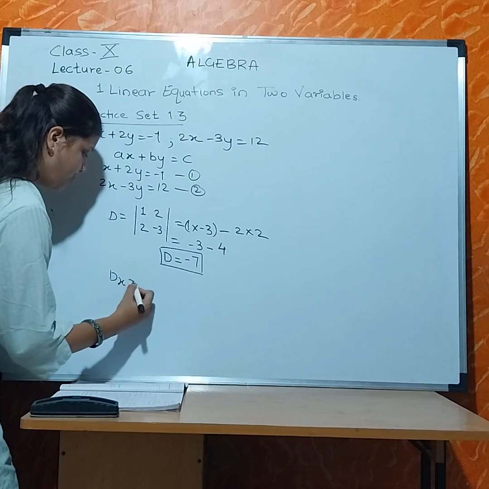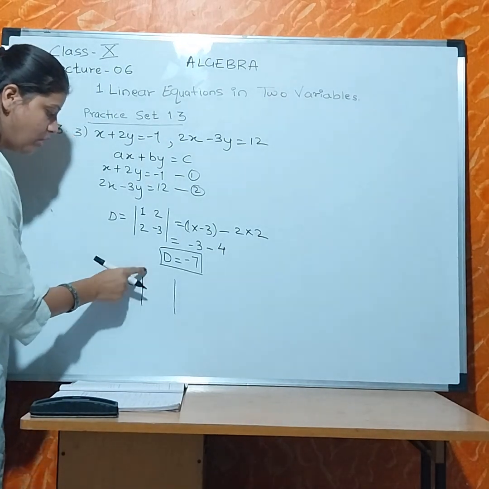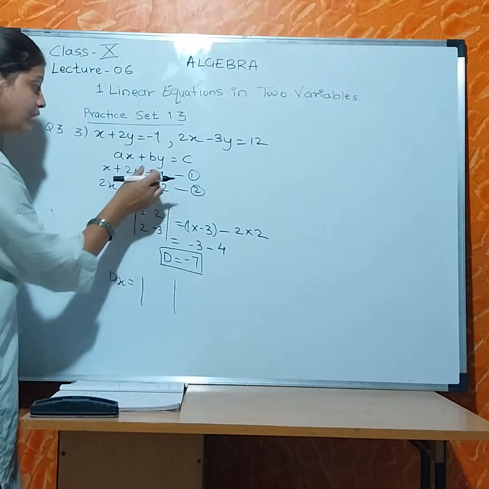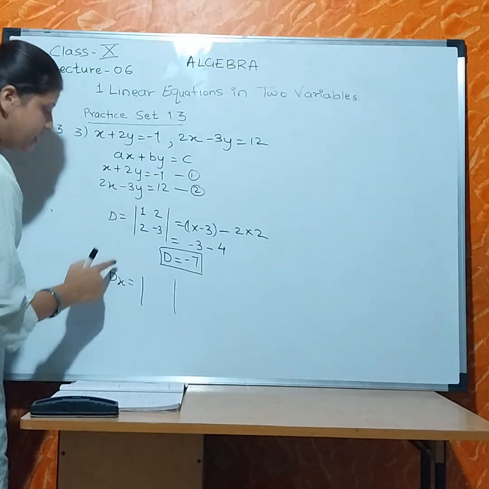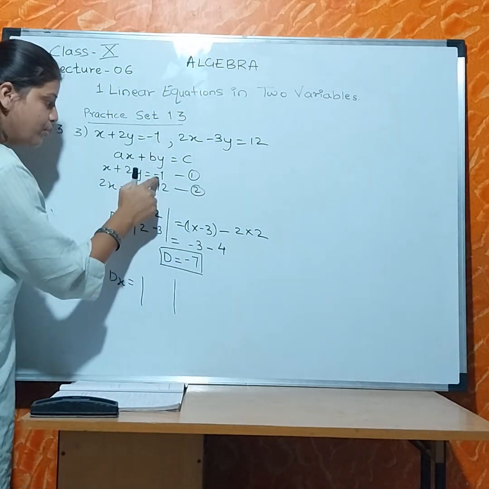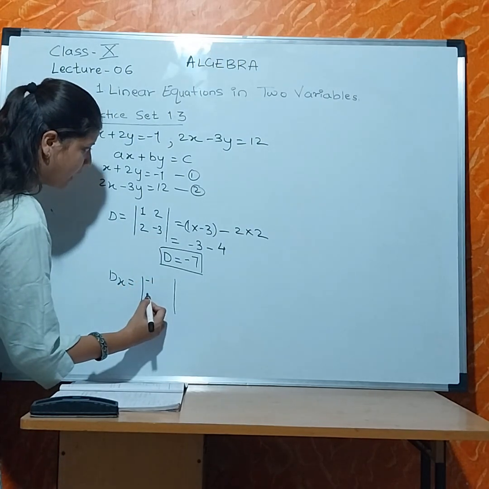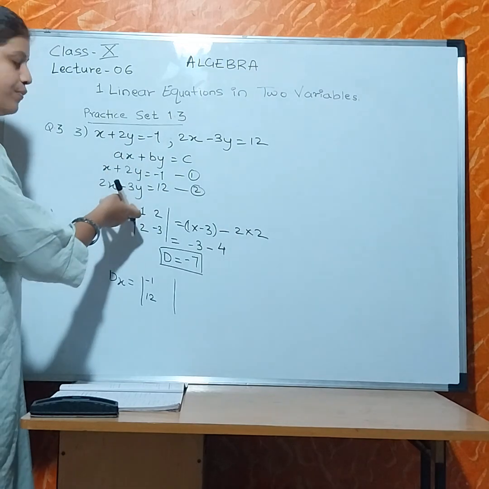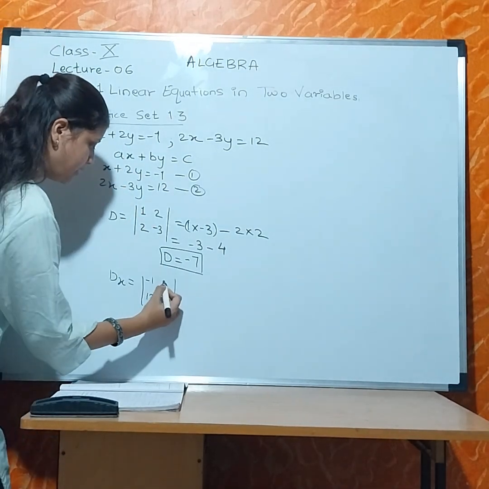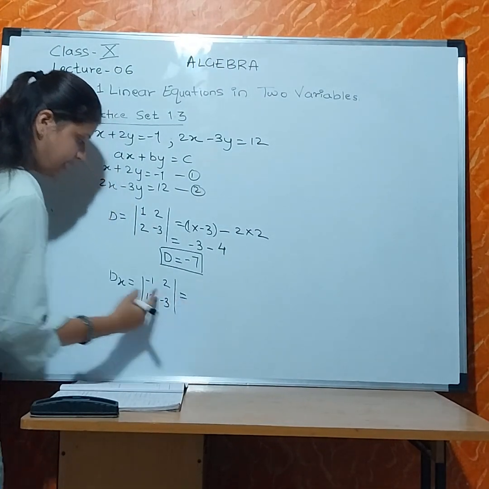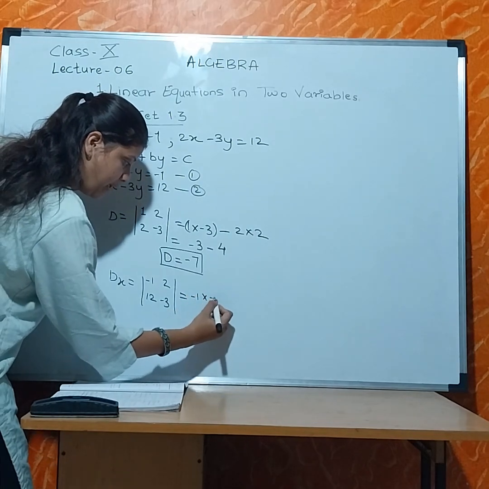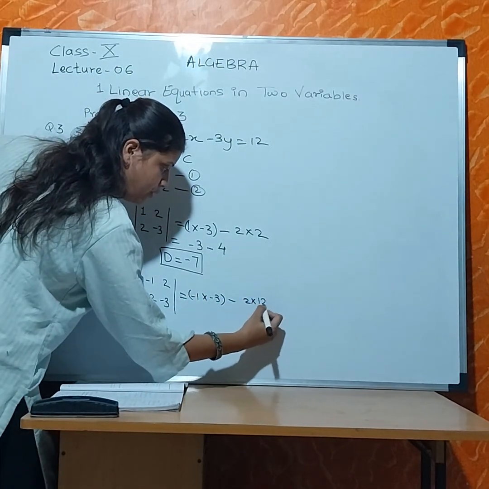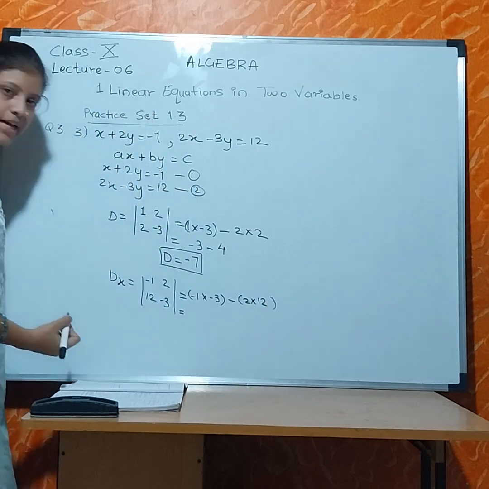Now dx, we need to put the coefficient of y here. But in place of x, we have to put the values of c, that is the constants. So if here is dx, we will put the values of c, minus 1 and 12. And in the place of y, we will put the coefficients of y. So 2 and minus 3. That is minus 1 into minus 3 minus 2 into 12. So what is the answer?